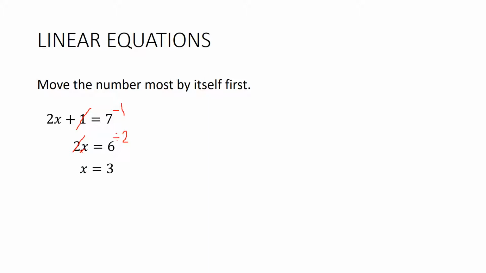Okay, what about this one? So I want to move the 4 and the 3. The 3 is most by itself. It's a divide by 3, so it's going to come over the other side as a times. Rewrite the equation. x plus 4 is equal to 21. Now let's move this 4. It's positive 4, it comes over as a -4. Answer, x is equal to 17.